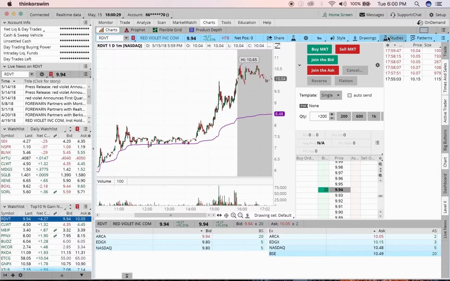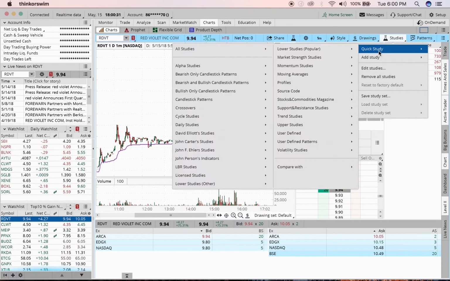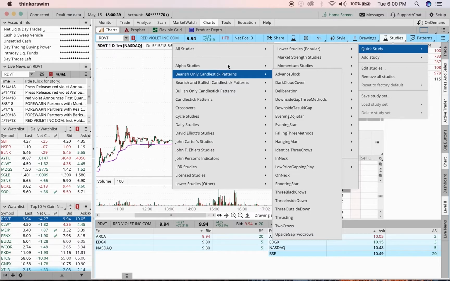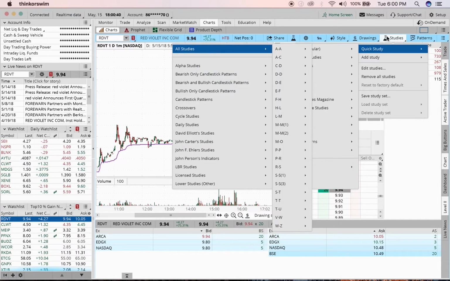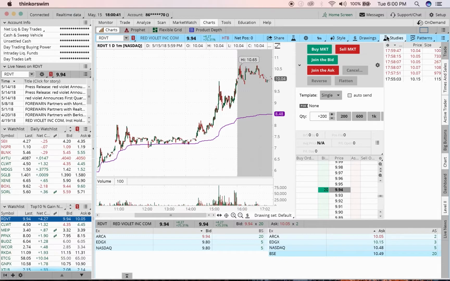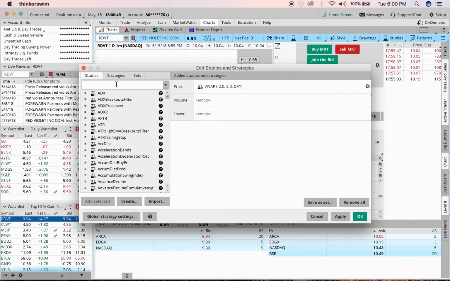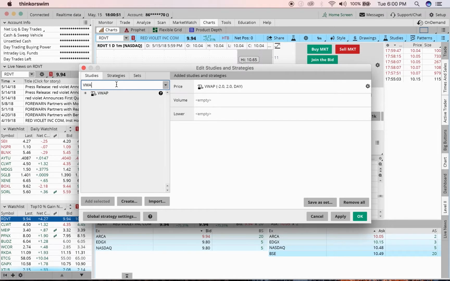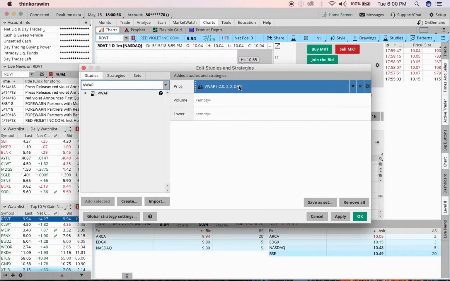You can look in Thinkorswim and look at all the different studies on here. I mean, there's hundreds. There are so many studies that you can add to your chart, but it does not matter how many studies you add to your chart. You want to add the ones that people are looking at, and the VWAP is what a lot of people look at. So how you add it on Thinkorswim is you'll go to Studies, Edit Study, and then you just type in VWAP in the corner and double click the VWAP and it'll add to your chart.